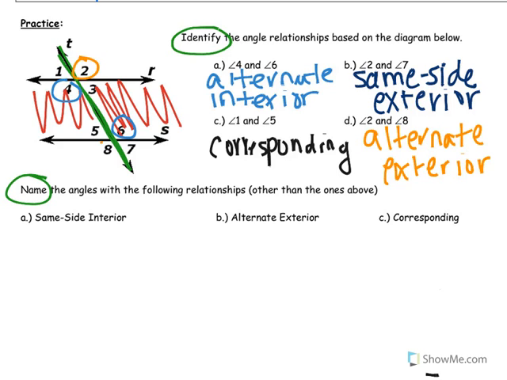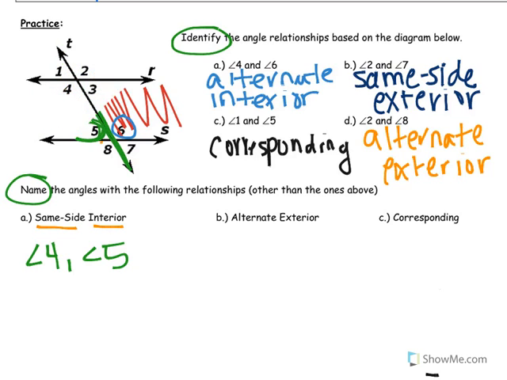Okay? Let's look at a different type of problem. I could ask you to name the angles with the following relationship, other than the ones above. So if I ask you to name a same side interior angle, that means I need 2 angles that are on the same side and both inside. I didn't have that relationship above, so I'm good with anything. So let's pick angle 4. Angle 4 is on the left-hand side and on the inside. So we need another angle that's on the left-hand side and the inside, and I think that would be angle 5. So angle 4 and angle 5 are same side interior.